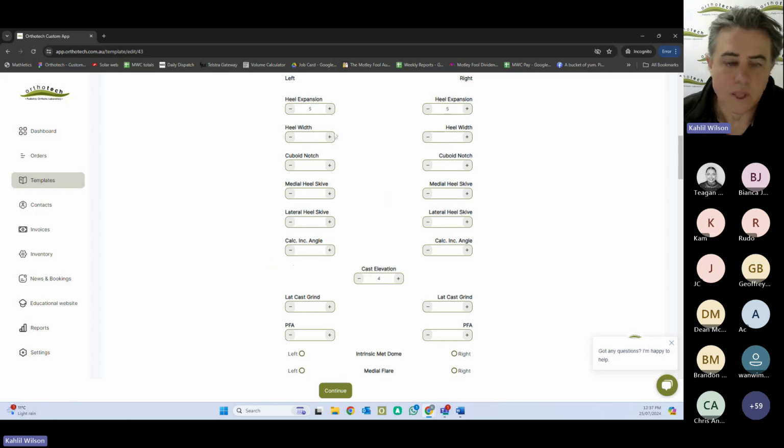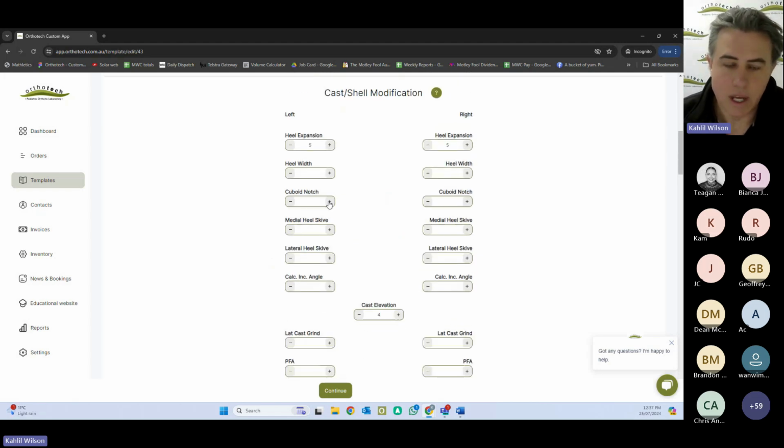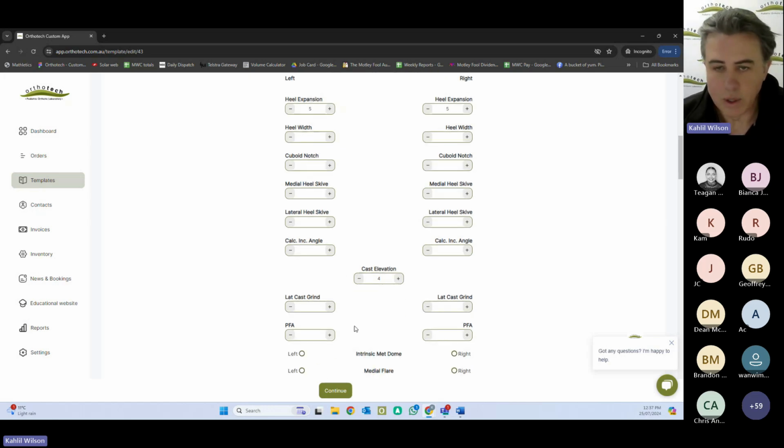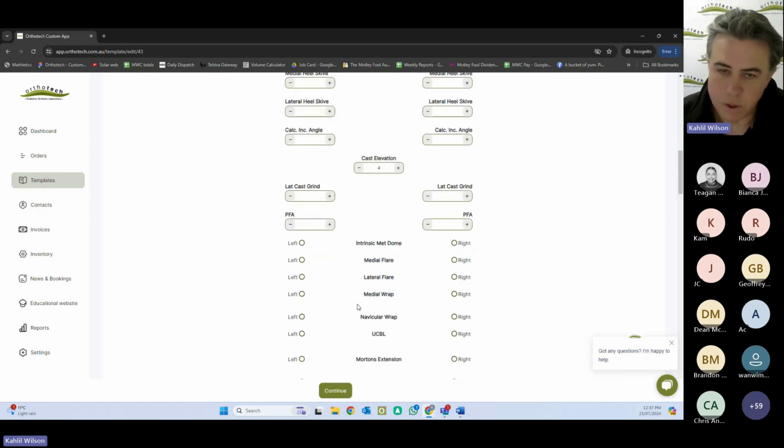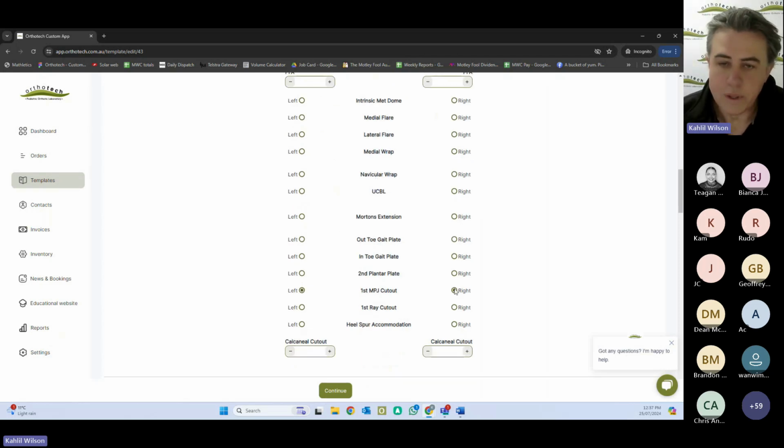We don't need a whole lot of other intrinsic modifications. You can do a medial heel scribe if you want to create a little bit more calcaneal inversion to take pressure off the first. One thing we've selected here is a first MPJ cutout.